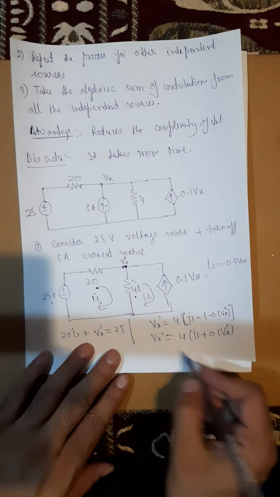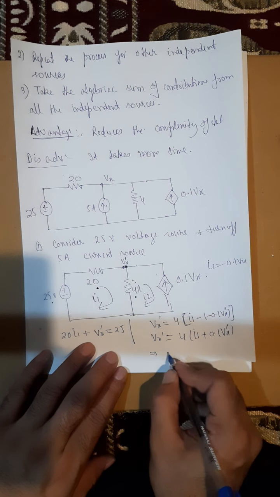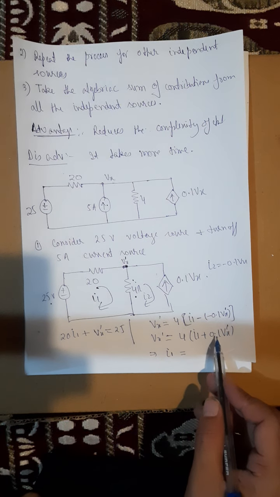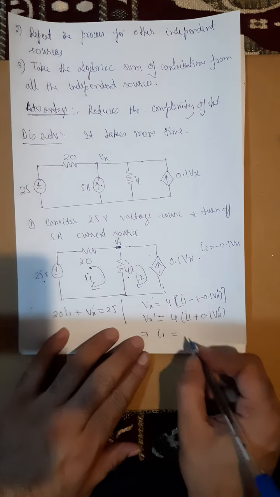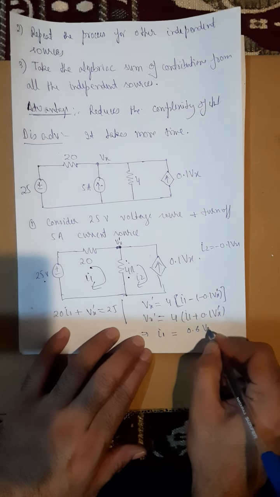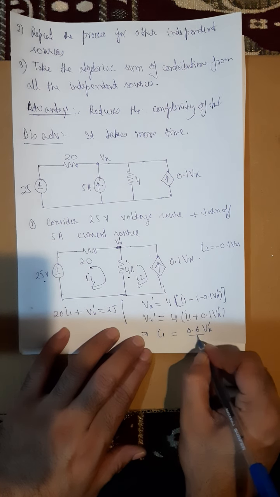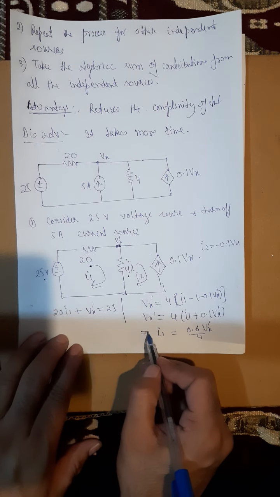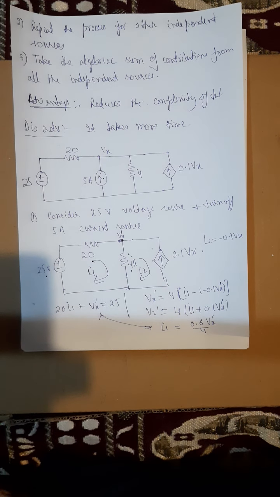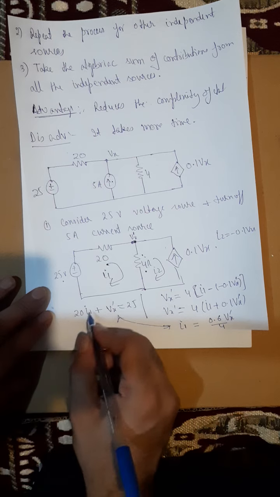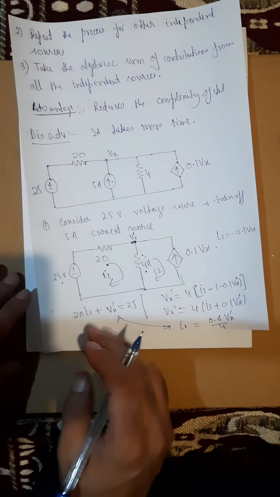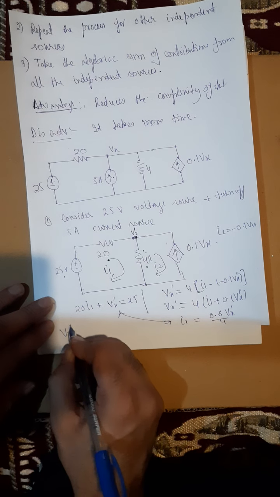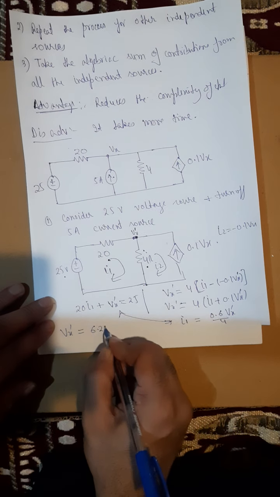If you solve this, you will get I1 equal to Vx dash minus 0.4 Vx dash, that is 0.6 Vx dash by 4. So this is your I1. You can substitute this I1 directly in the other equation. After a few steps of solving, you will get Vx dash equal to 6.25 volts.